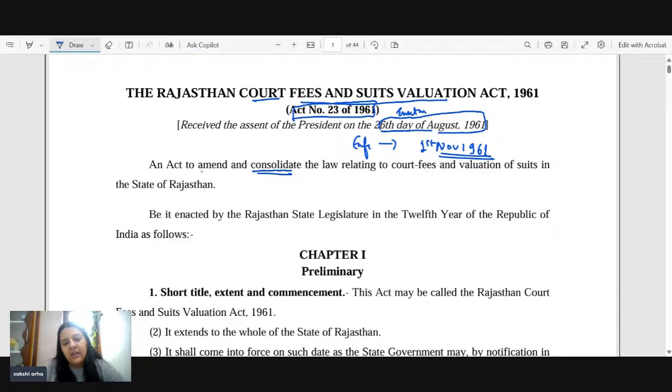Now, an act to amend and consolidate the law relating to court fee and valuation of suit. Not only the court fee but also valuation of suit. Now, what is the difference between these two, court fees and suit valuation? See, court fees is simple. If you have this suit, this is your court fee. If you want to file a suit for a relief, you have to pay this much court fee. But then what is valuation of suits? Valuation of suit means valuation of the amount of the suit.